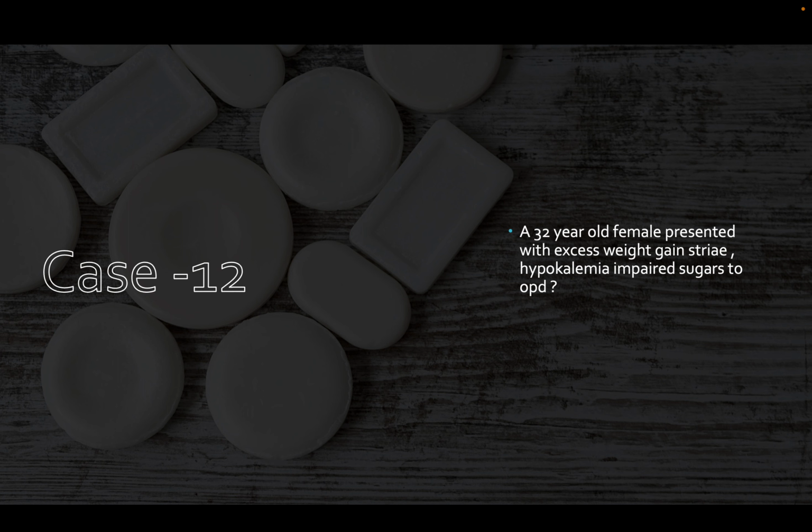You get a dexamethasone suppression test, and the cortisol won't be suppressed to less than 1.8 micrograms per deciliter. How do you do this test? I will discuss that in the Cushing syndrome topic. But you need to remember, Cushing syndrome is also a cause of hypokalemia.